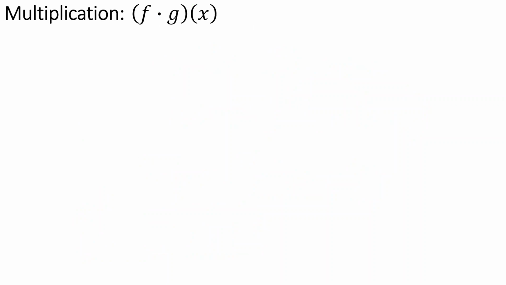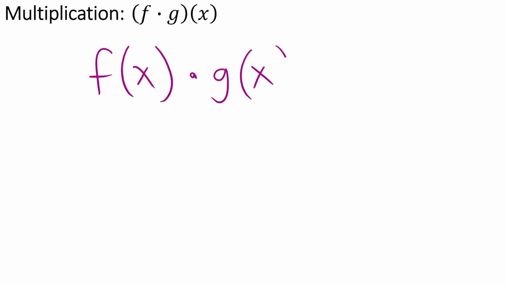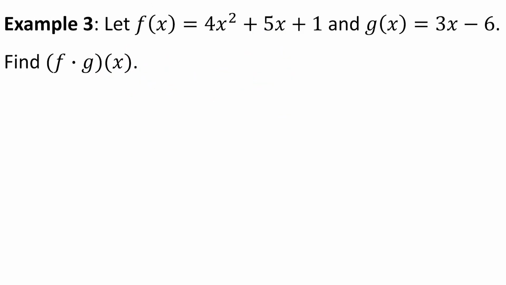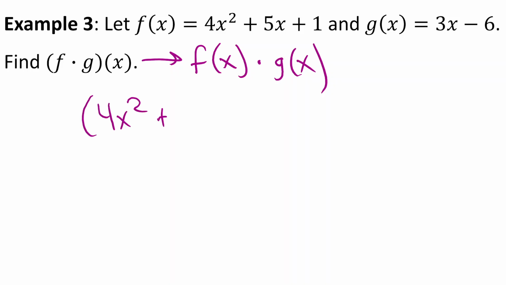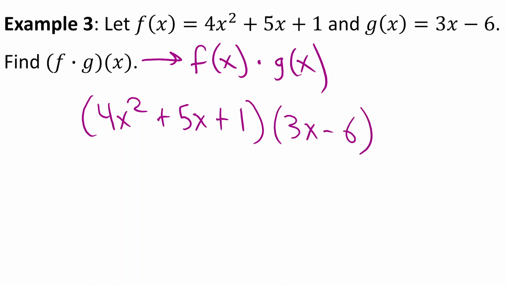The multiplication of two functions, f times g of x, can be written as f of x times g of x. So in this example right here, f of x is equal to 4x squared plus 5x plus 1, and g of x is equal to 3x minus 6. So once again, let's reiterate f times g of x, which is f of x times g of x. And just like examples 1 and 2, we're going to line them up side by side. So parentheses 4x squared plus 5x plus 1 in parentheses times 3x minus 6 in parentheses.